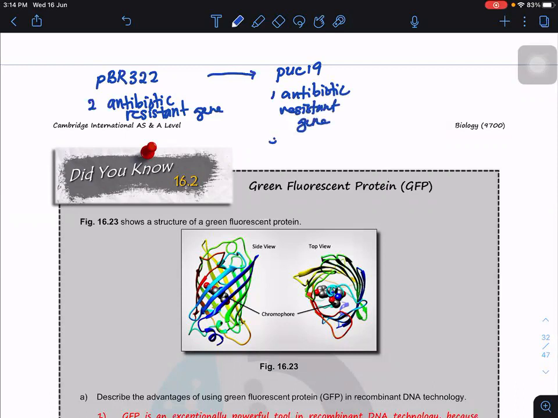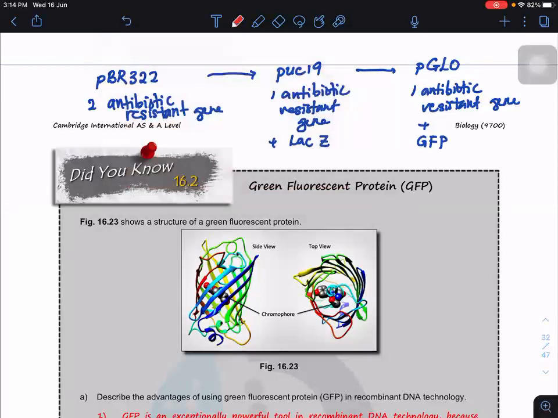Plus lacZ. And then now we have the pGreen, the newer version of the plasmids, which also contains 1 antibiotic resistant gene plus green fluorescent protein. So the main idea why we want to change from pBR322 to pUC19 to pGreen is that we want to reduce the number of the antibiotic resistant genes.